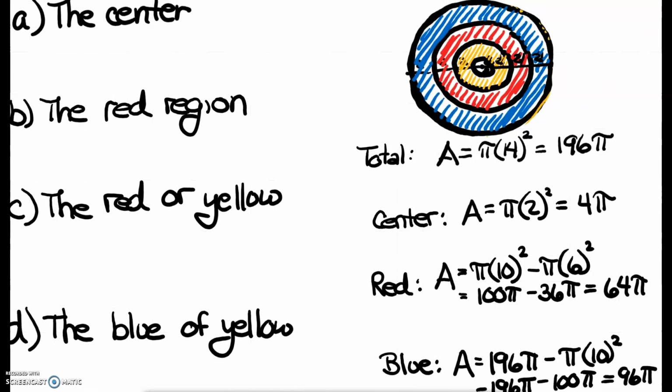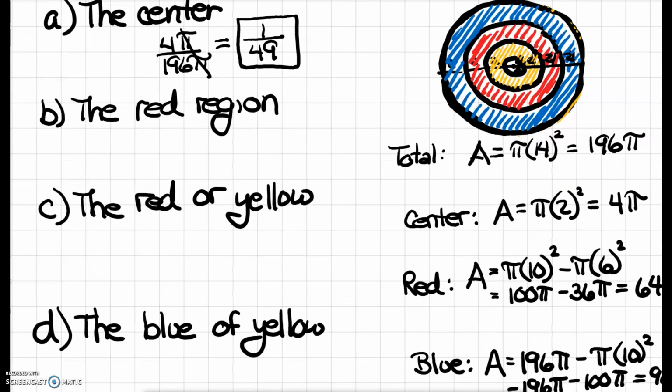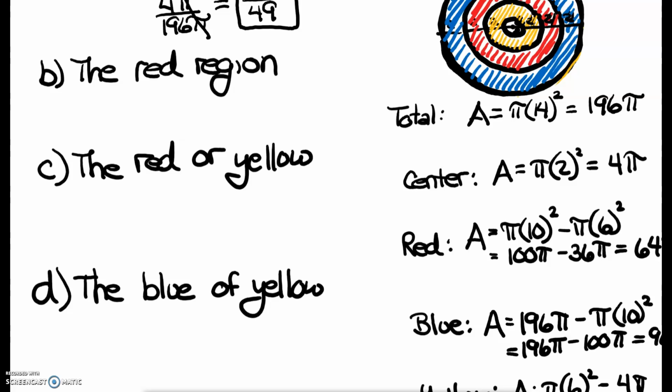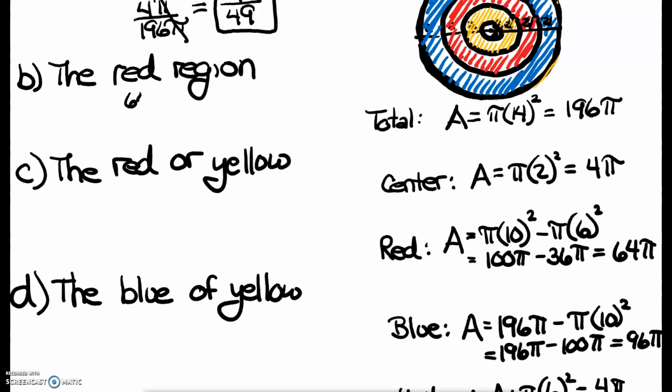Okay, so when we calculate these, we have to put the region over the total. So the center we calculated to be 4 pi, and we're going to divide that by a total of 196 pi. So the pi's will reduce out, and 4 does go into 196 nicely, so that's going to be 1 over 49. That's the probability that a dart will randomly land in the center. How about in the red region? Well, the red region has an area of 64 pi over the total area, which is 196 pi.